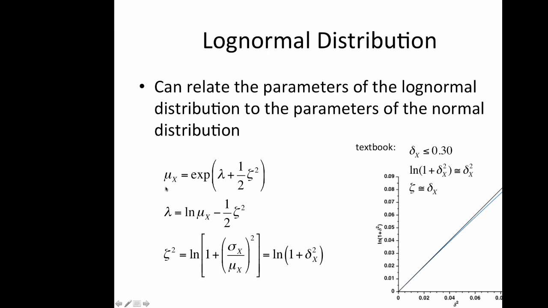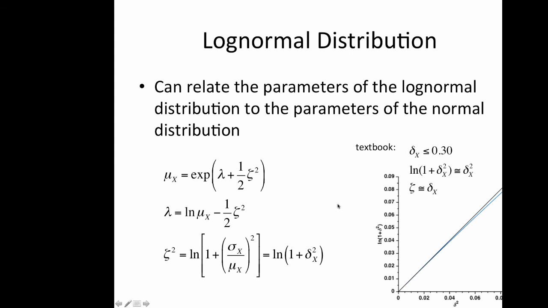The mean of the log normal distribution of x is equal to the exponential of lambda plus 1/2 of zeta squared. And we can rearrange this such that we get a definition of lambda in terms of the mean. Zeta squared can be found as the natural log of 1 plus the standard deviation over the mean, squared, which is the coefficient of variation. So we can reduce that to the symbols used in the book: the natural log of 1 plus delta x squared, this being the coefficient of variation.